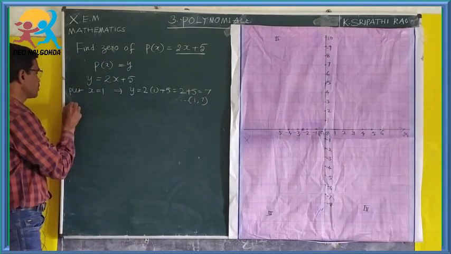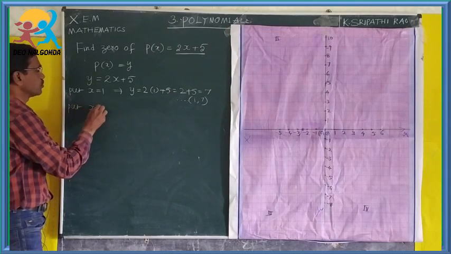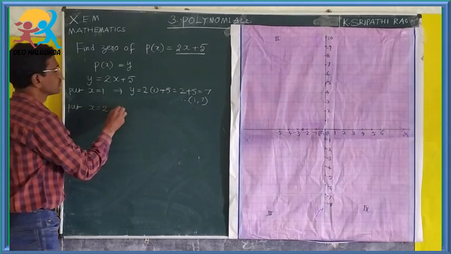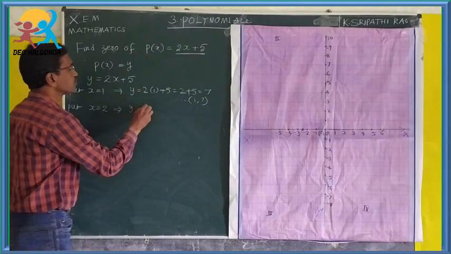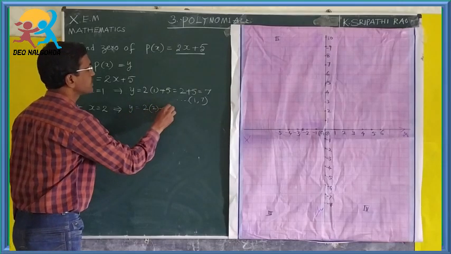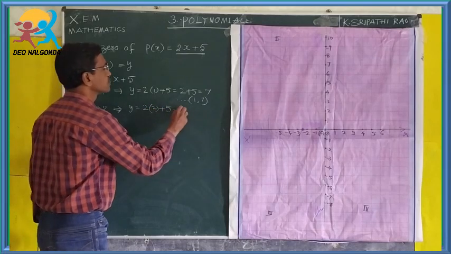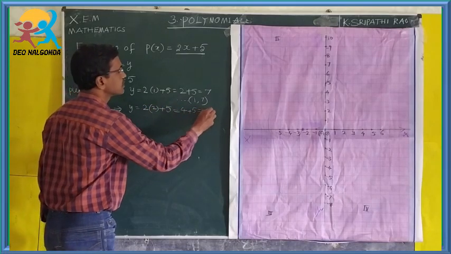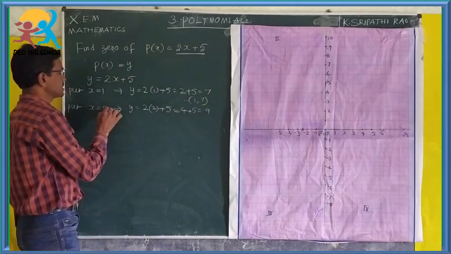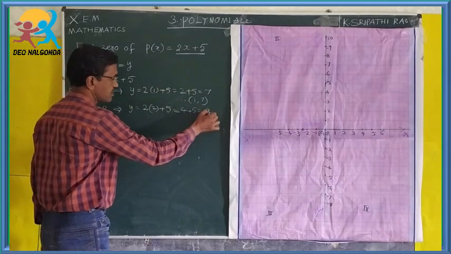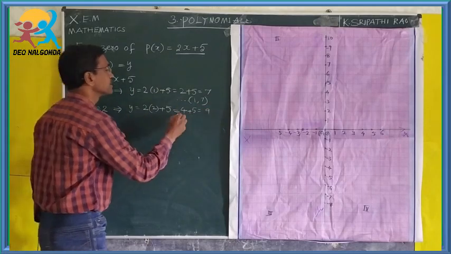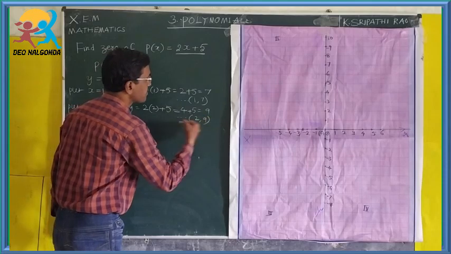Let us take one more point, put x is equal to 2. Then y is equal to 2 into 2 plus 5. This is equal to 2 fours are 4, plus 5 is equal to 9. So, this is the x coordinate and this is the y coordinate, because y is equal to 9. Here 2 comma 9 is another point.